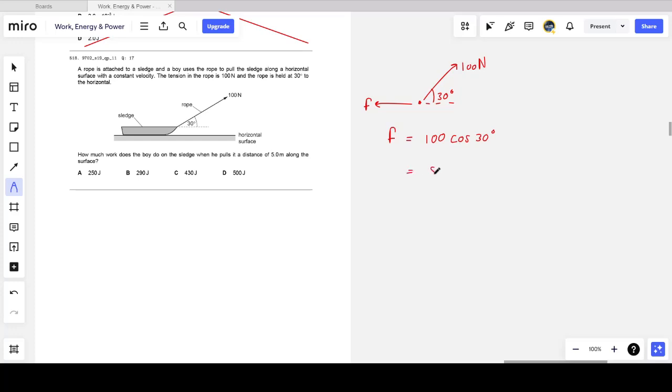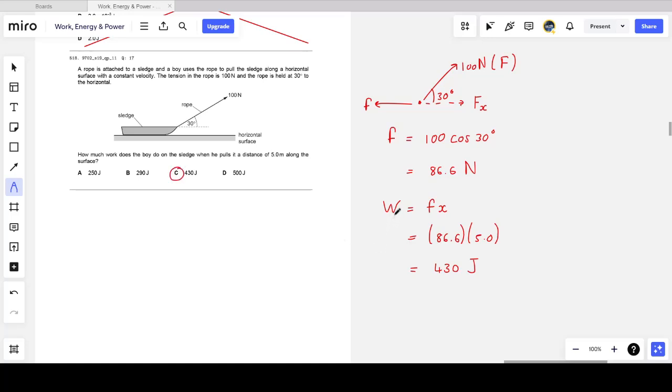And this is 86.6 newtons. And so this horizontal component, if we call that applied force uppercase F, then this is uppercase F subscript X. That's the force being applied on the sledge to move at constant velocity. And so the work done, W, is F times X in the same direction. That's 86.6 in the horizontal direction times a distance of 5 meters in the horizontal direction, which gives us a total work of 430 joules. And so that corresponds with option C.